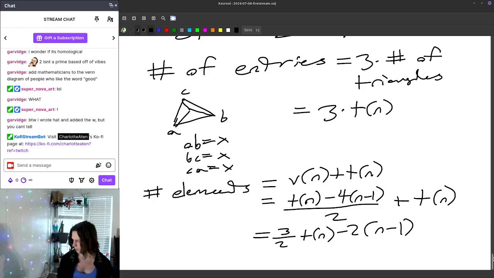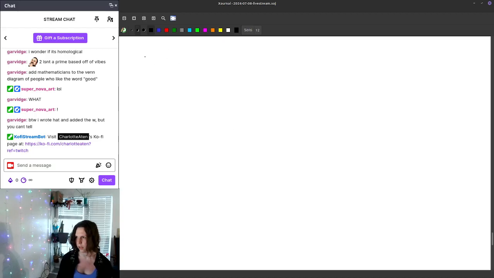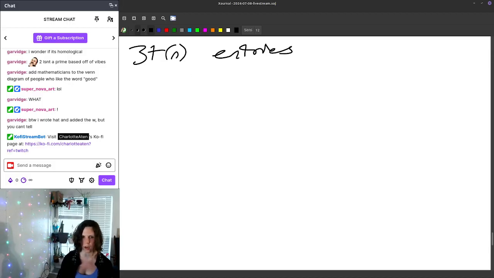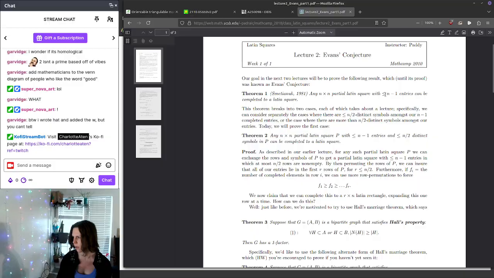Okay, so if I have this many entries, then according to Smetyanik's theorem, or if one day I'll learn how to pronounce it properly, so if I have 3 times t of n entries, the number of rows and columns in such a partial quasi-group, partial Latin square, so that I could solve them, well, if the number of entries is n minus 1, I need it to be n by n.